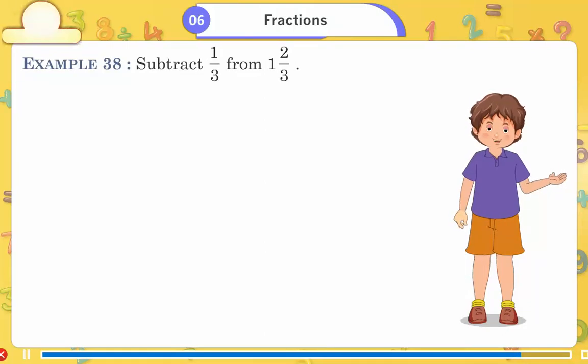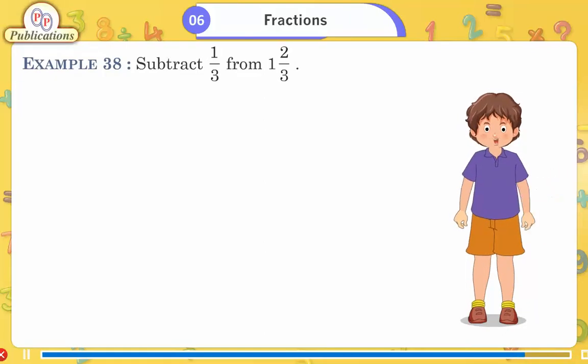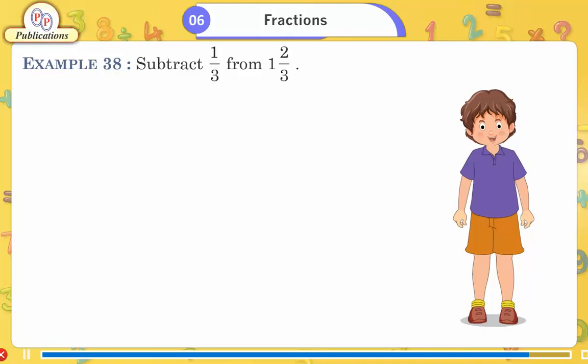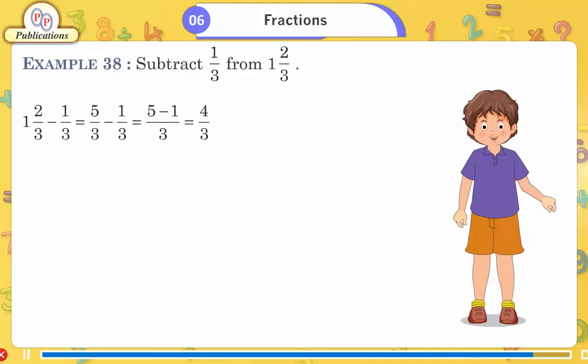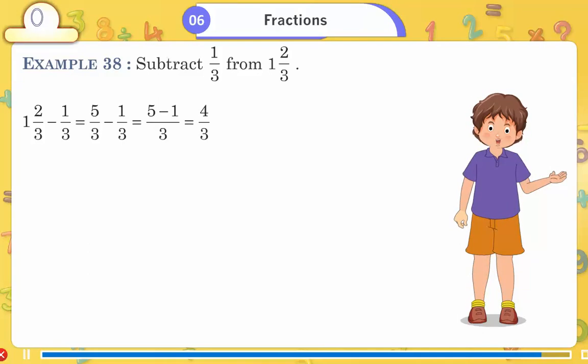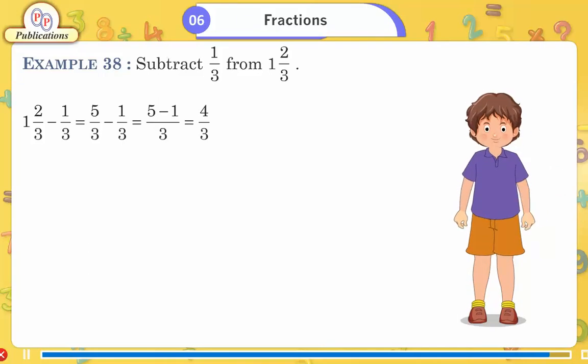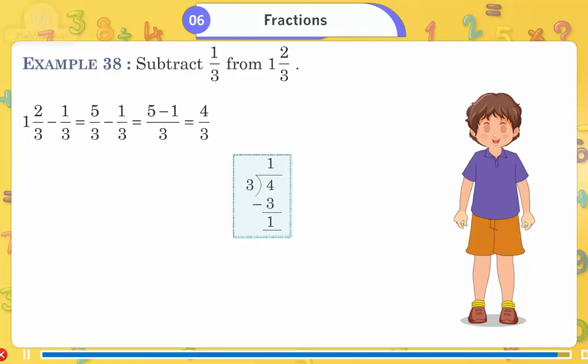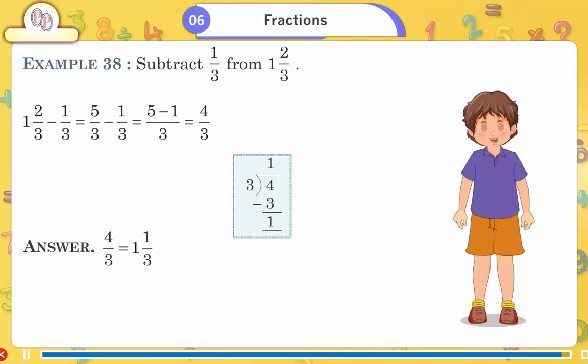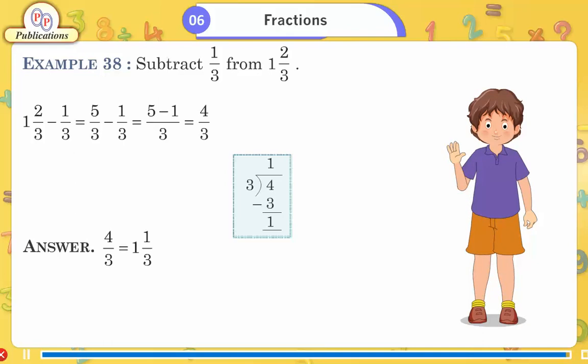Example 38. Subtract 1 upon 3 from 1 and 2 upon 3. 1 and 2 upon 3 minus 1 upon 3 is equal to 5 upon 3 minus 1 upon 3 is equal to 5 minus 1 upon 3 is equal to 4 upon 3. 4 is divided by 3. Answer 4 upon 3 is equal to 1 and 1 upon 3.